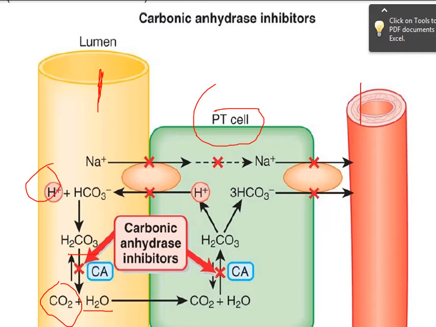So these are the diuretics which inhibit that enzyme, increasing the level of bicarbonate in the lumen. When the level of bicarbonate is increased in the lumen, it alkalizes the urine. So they increase the pH of the urine.